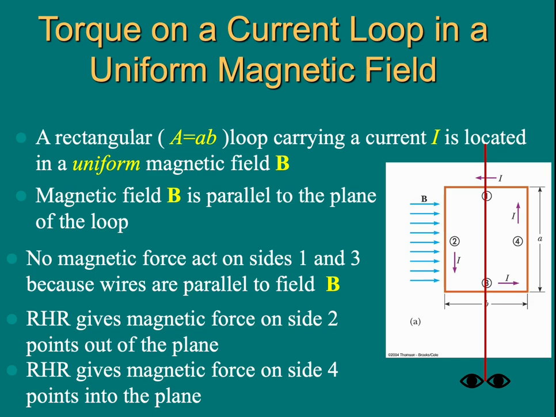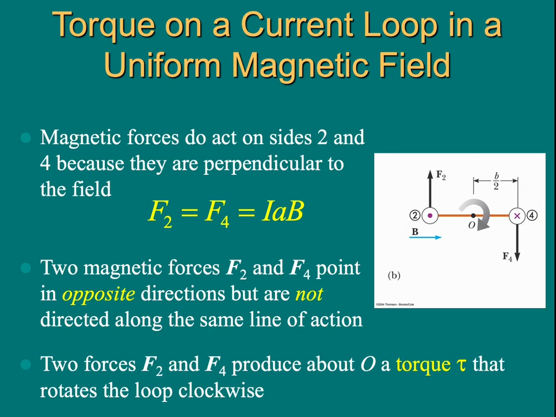So now let's change our perspective of the situation. Let's imagine we are looking at it from the position of the eye, along the direction of the rotational axis, which is represented by this red line here. If we change our perspective, we find the force acting on side 2 is now pointing up, and the force on side 4 is pointing down.